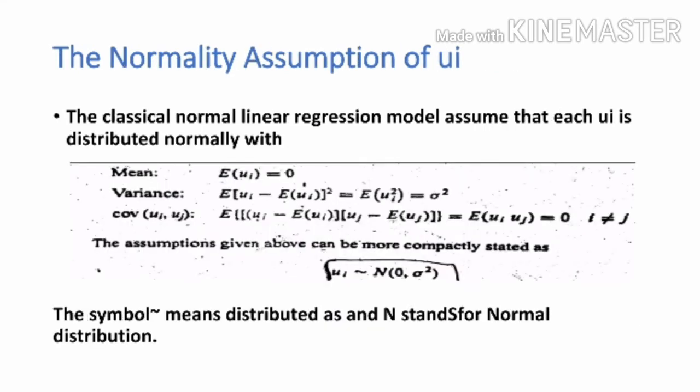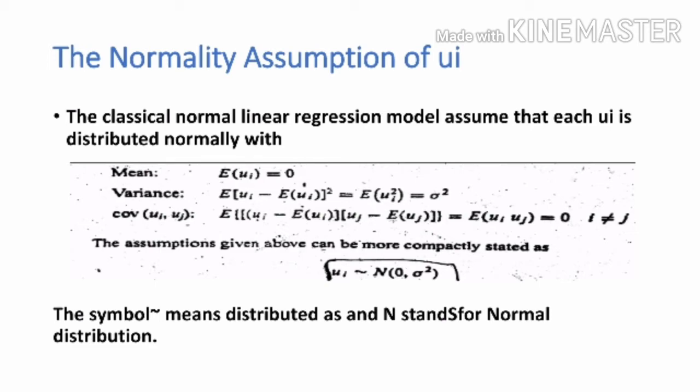The normality assumption of ui. The classical normal linear regression model assumes that each ui is distributed normally with a mean value, a variance value and a covariance value. Expected ui is equal to 0. The variance is expected ui minus expected ui, squared, which is equal to expected ui square, which is equal to sigma square, and the covariance is always 0.